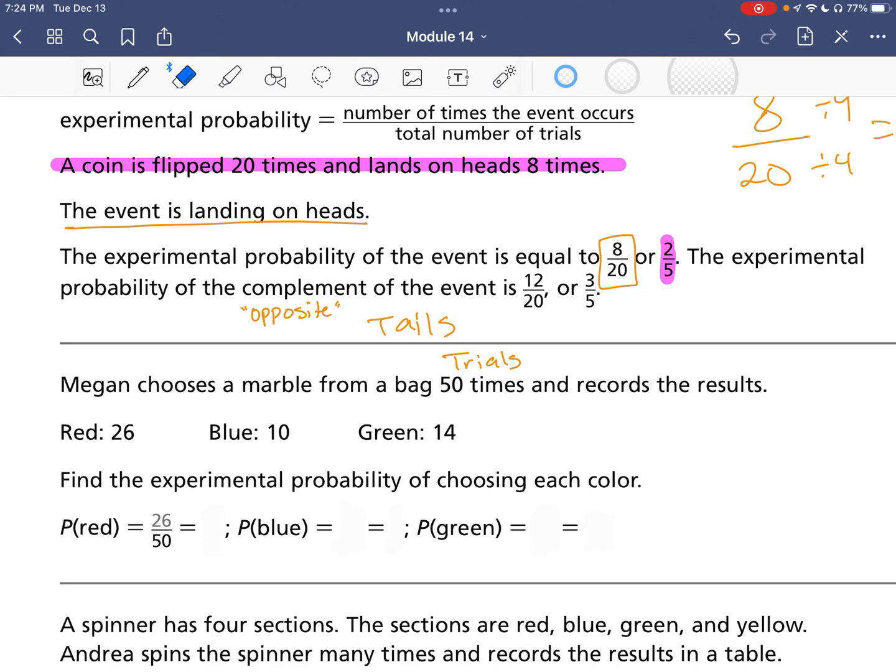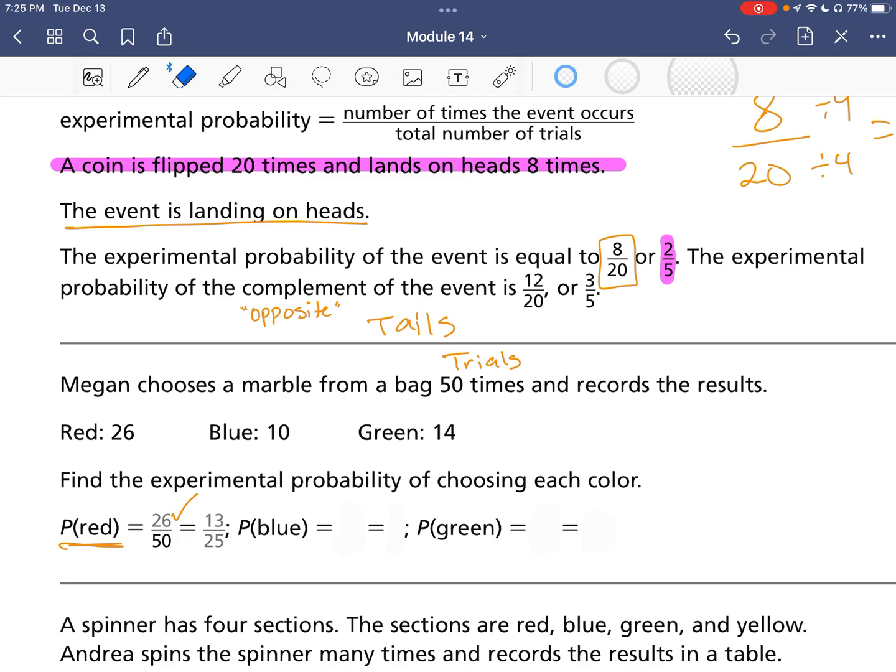Simplify that. What is that going to be as a simplified fraction? 26 over 50. Pause the video if you need to, no rush. That would be 13 over 25. So cut both those numbers in half. And again, 26 is the event happening. So the probability of red, or the event that happened, is 26 times out of the 50 trials.